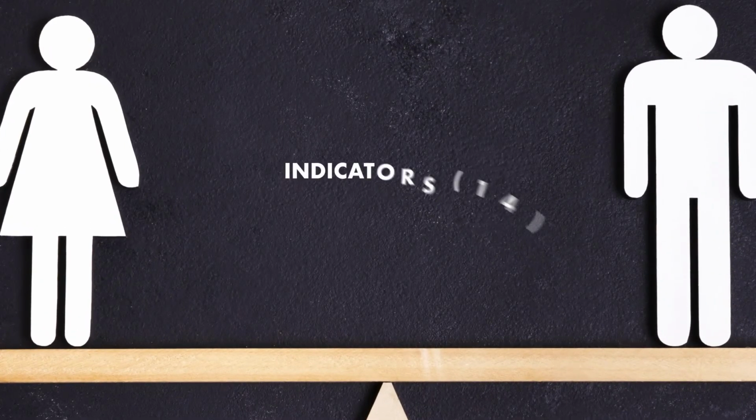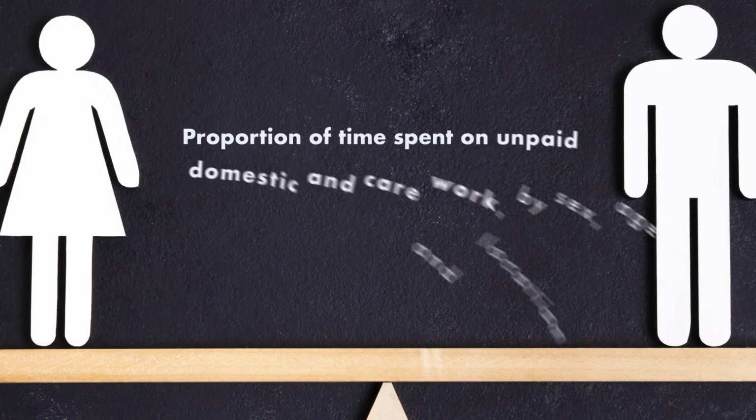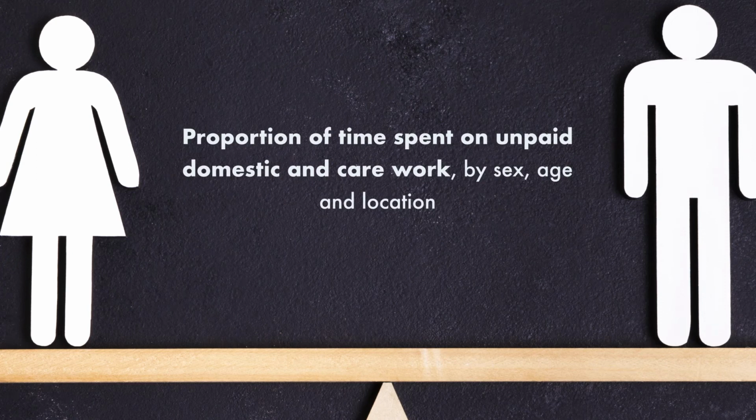Of the 14 indicators under this goal, a few of them are: legal frameworks are in place to promote, enforce, and monitor equality and non-discrimination on the basis of sex. Proportion of women and girls aged 15 years and older subjected to sexual violence by persons other than an intimate partner. Proportion of time spent on unpaid domestic and care work by sex, age, and location. Proportion of seats held by women in national parliaments and local governments.